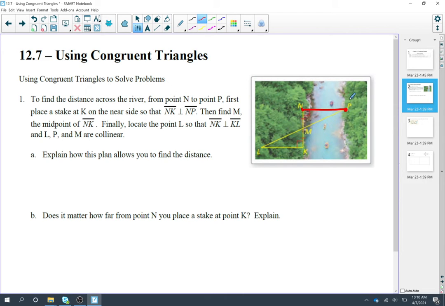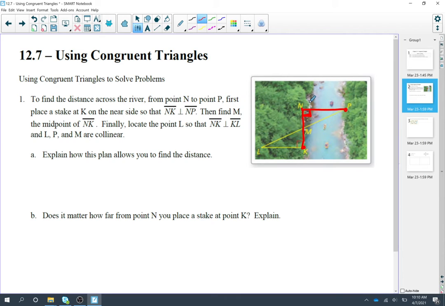First, place a stake at K on the near side so that NK is perpendicular to NP. So we're going to put a stake right here in the ground so that these guys are perpendicular. So they're hitting at a 90-degree angle.